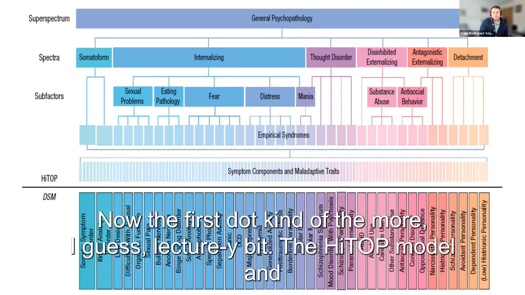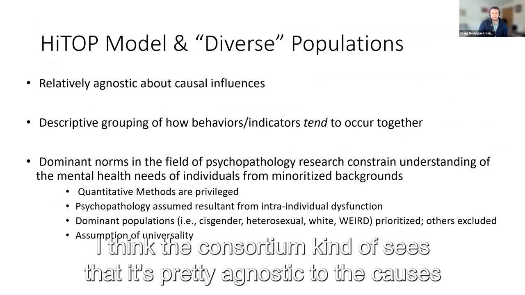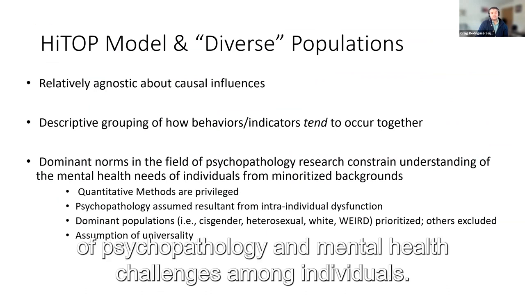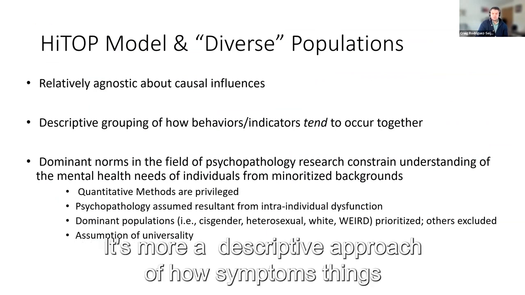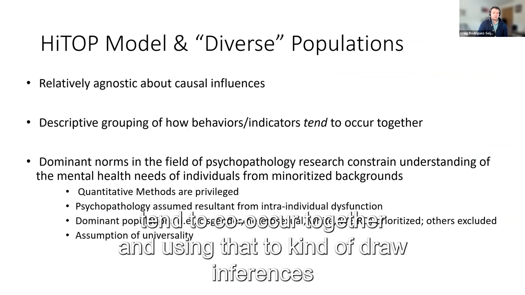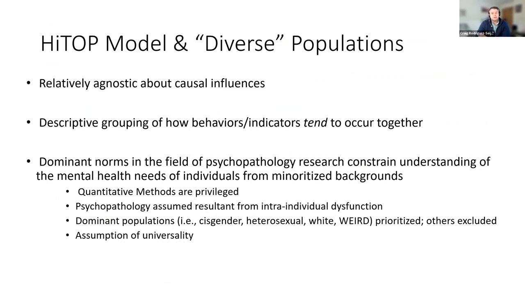Now, to first start with the more lecture bit: the HiTop model, as I think the consortium sees it, is pretty agnostic to the causes of psychopathology and mental health challenges among individuals. It's more a descriptive approach of how symptoms tend to co-occur together, and using that to draw inferences, to test certain things, and to chart more research and even intervention thinking.